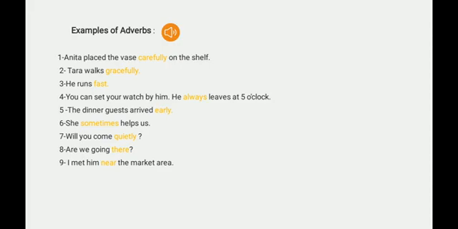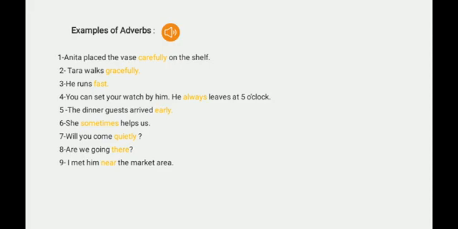Next example, you can set your watch by him. He always leaves at 5 o'clock. Now, as I told you about the adverb of time, when you are talking about when. So here we have the adverb of time, always. As I told you, always is another adverb of time. The dinner guest arrived early. Another adverb of time. Early is adverb of time. She sometimes helps us. Adverb of time. Sometimes is like talking about some time.